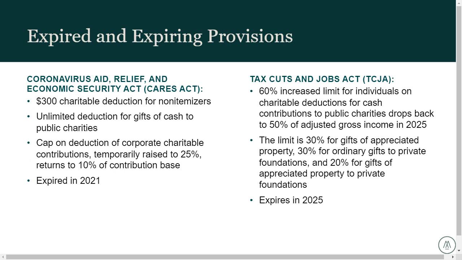Some expired and expiring provisions. The CARES Act had allowed individuals to take a $300 charitable deduction if you didn't itemize. This expired in 2021, so you can no longer do this for 2022 and going forward. Also expired in 2021 was the unlimited deduction for gifts of cash to public charities. It's now 60% of AGI instead of unlimited. And it's going back to the 50% of AGI starting in tax year 2026. And for corporations, the charitable deduction is back to 10% of your taxable income instead of 25%.